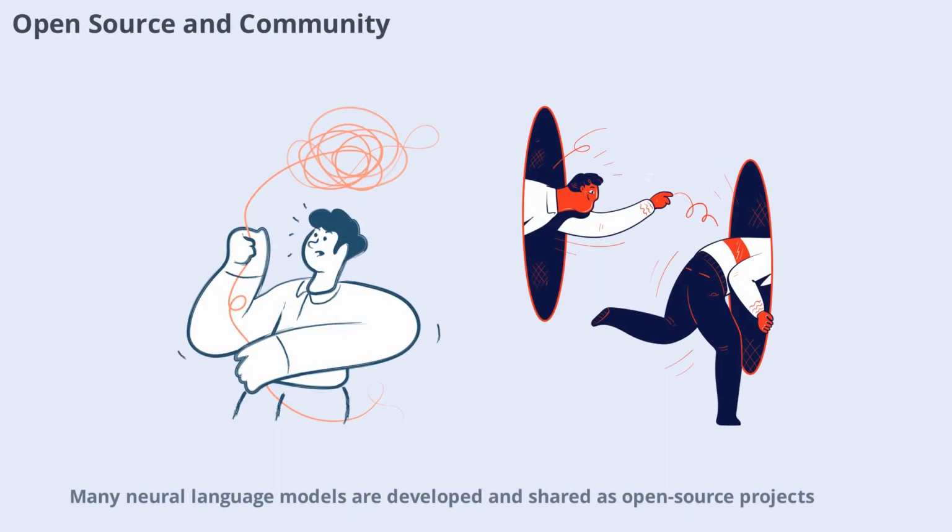Many neural language models are developed and shared as open-source projects. This collaborative approach accelerates innovation and allows researchers and developers worldwide to contribute improvements. Open-source communities play a vital role in advancing the field of language modeling.